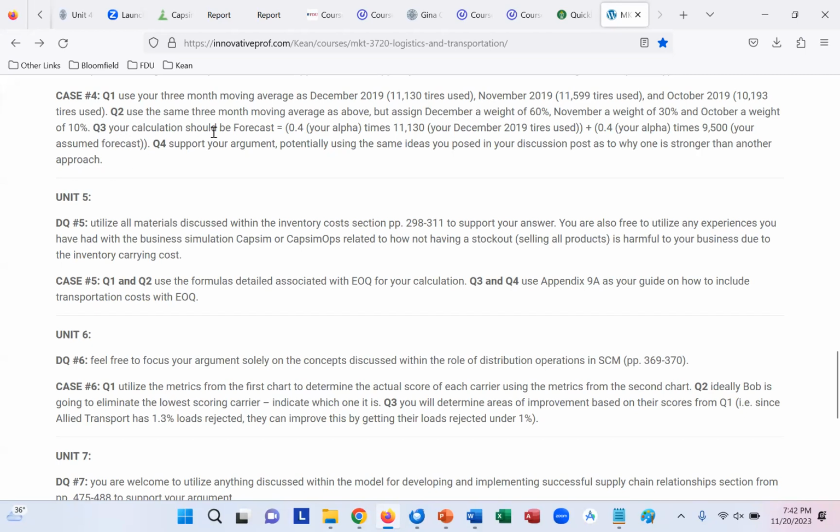For question 3, your calculation should be your forecast equals 0.4, which is the alpha you're given, times 11,130, your December 2019 tires used, plus 0.4, which is your alpha again, times 9,500, which is your assumed forecast. That combined will give you your new forecast. Then for question 4, support your argument, potentially using the same ideas you posed in your discussion post as to why one forecast option is stronger than any other type of approach.